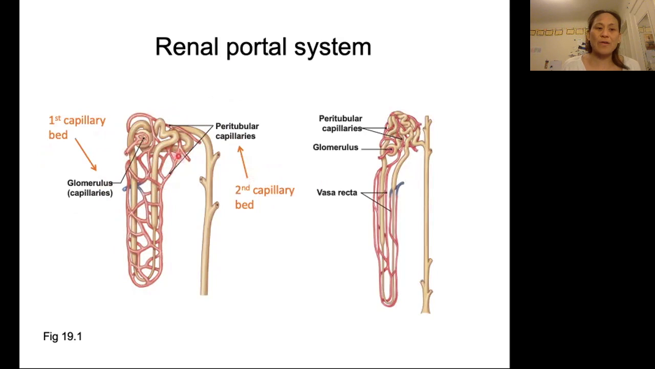And these peritubular capillaries are picking up those items that we have decided to reabsorb into our bodies so that those items can then re-enter our circulation. Okay, so the peritubular capillaries are going to eventually empty over to the renal vein.